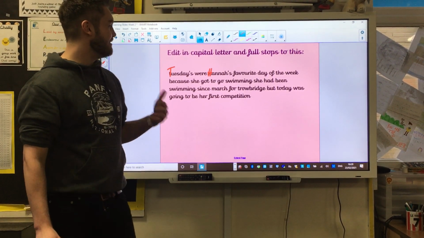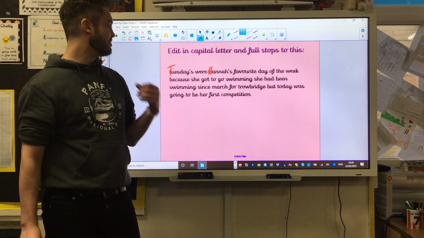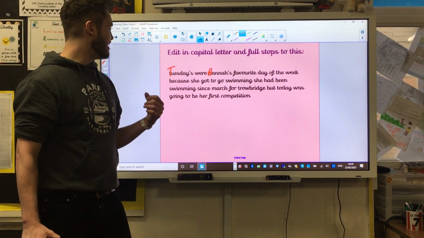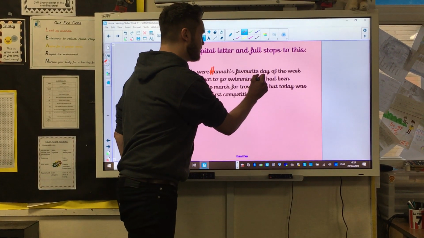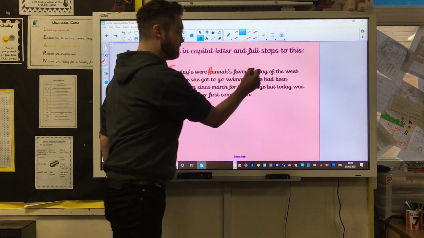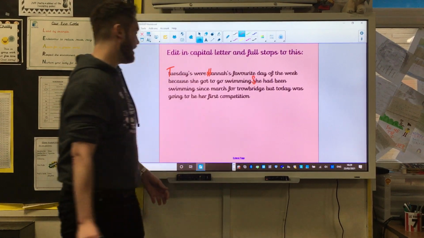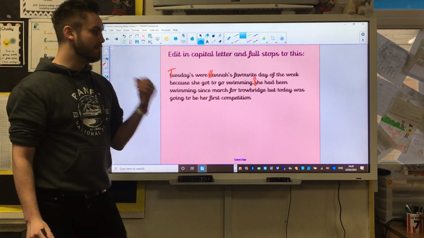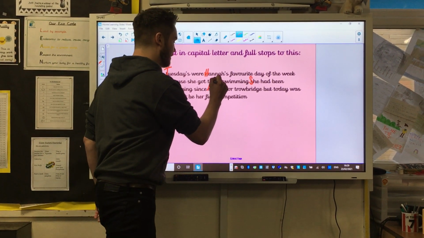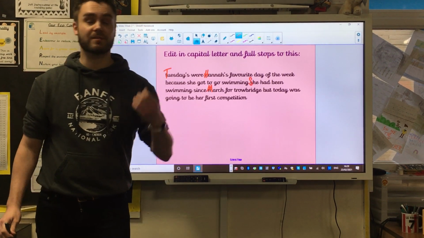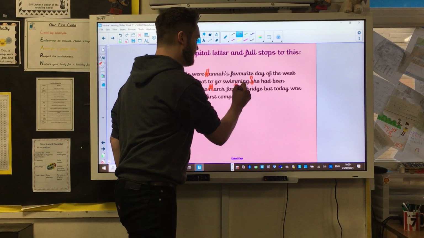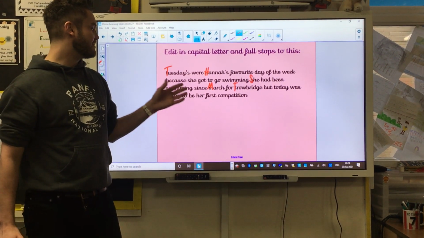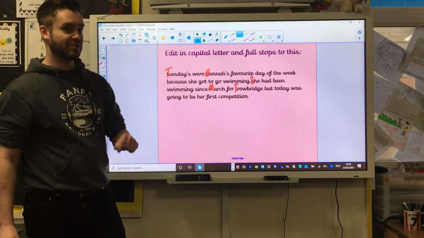Today, Tuesdays were Hannah's favourite day of the week because she got to go swimming. She had been swimming since March. Now, thinking about that, we are going to do a full stop right there, which means a capital S is going to go there. She had been swimming since March. Well, March, that's the context of a month, so March needs to be capitalised. For Trowbridge, of course, Trowbridge being a place, but today was going to be her first competition.